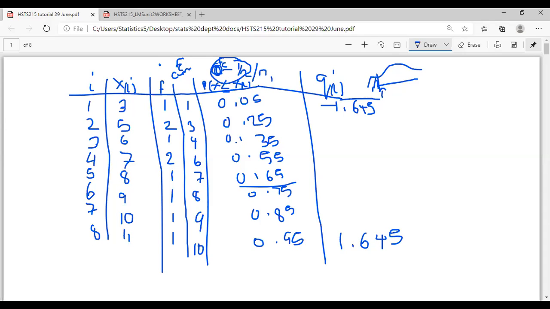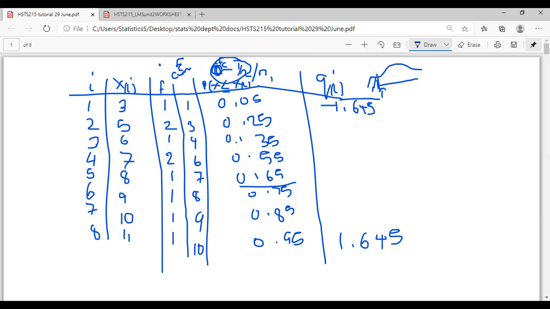So it's 0.05, 0.25, 0.35, 0.45, 0.55, 0.65, 0.75, 0.85, 0.95.